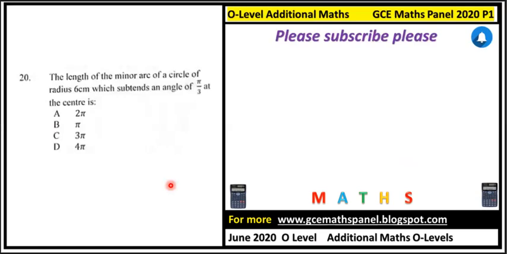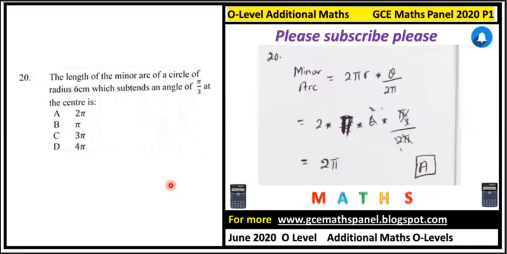20. The length of the minor arc of a circle of radius 6 centimeters, which subtends an angle of pi on 3 at the center is... Here the angles are given in radians. And how do we get the arc length? Note that the minor arc is the smaller one. Normally, the arc length of the smaller arc is given by 2 pi radius times the angle, that is theta, on 360 degrees, but in this case on 2 pi. So we have 2 pi radius times theta on 2 pi, where theta is pi on 3. And when we simplify, we have 2 pi. Our key here is A.